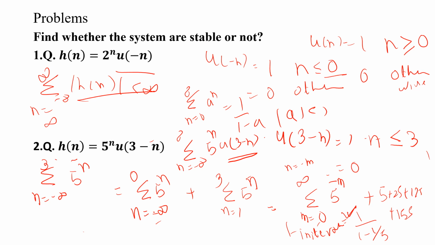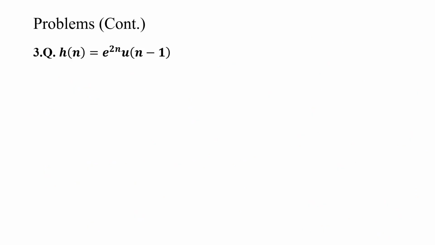So this system is what? A stable system. Similarly, the next concept: e to the power 2n u of n minus 1. So for e to the 2n u of n minus 1, what is the formula?